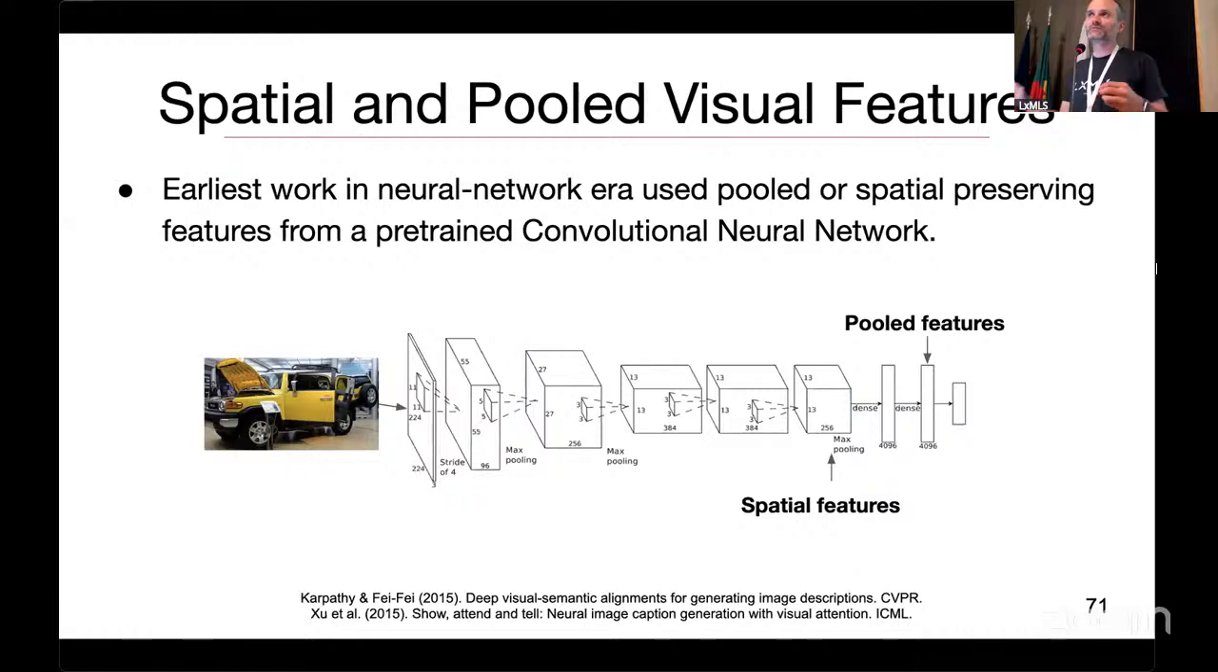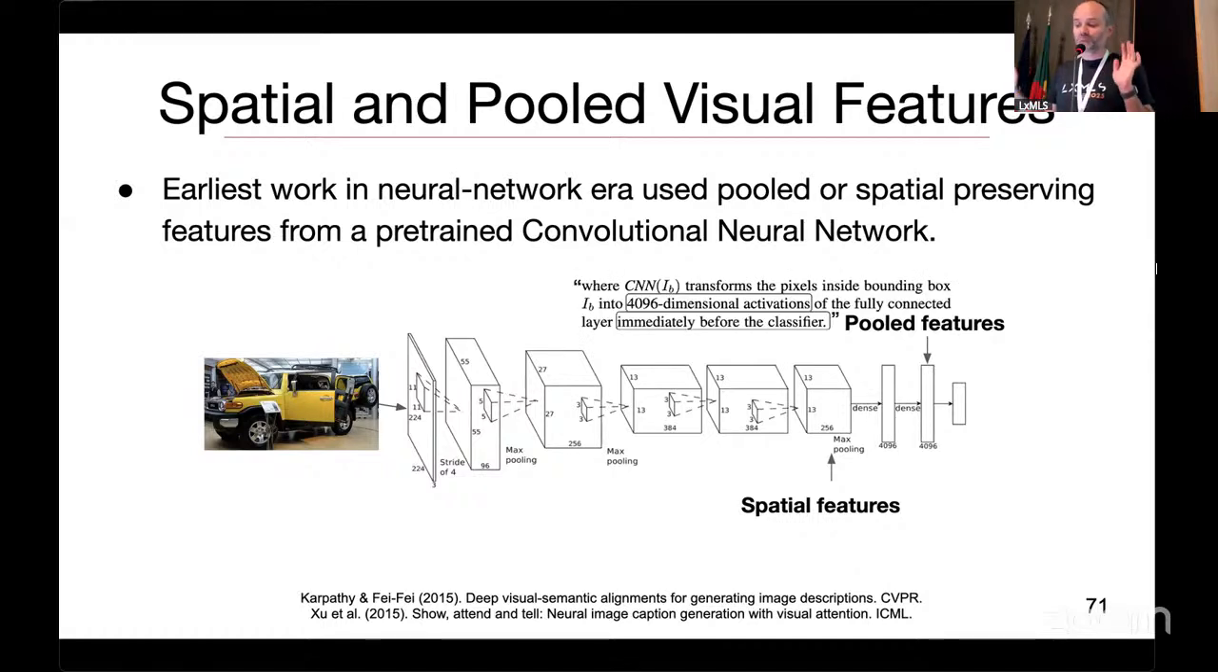In terms of going beyond these perceptual norms, the earliest work in the neural network era used either pooled features or spatially preserving features from convolutional neural nets. This is an example image of a historical artifact called AlexNet, which was extremely important in the development of deep learning. And so when people worked with AlexNet to extract visual features, they either took spatial features or pooled features.